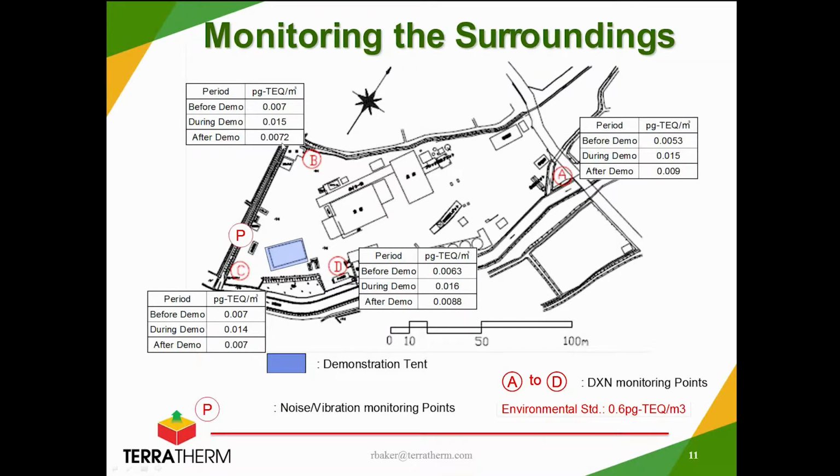the demonstration, and afterwards. You can see that while the concentrations did go up 2 to 3 times during the demonstration, at highest they were well below the environmental standard of 0.6 picograms per cubic meter for ambient air. And then they dropped down to concentrations after the demonstration very similar to those before. So this is very interesting from the standpoint of what potential exposure might be represented in terms of neighbors of a site.